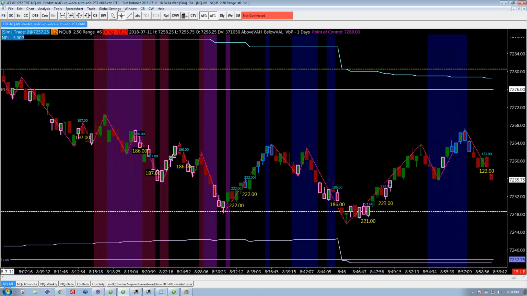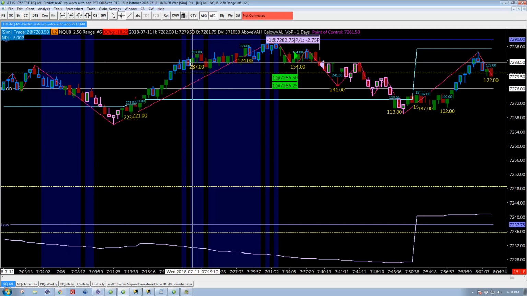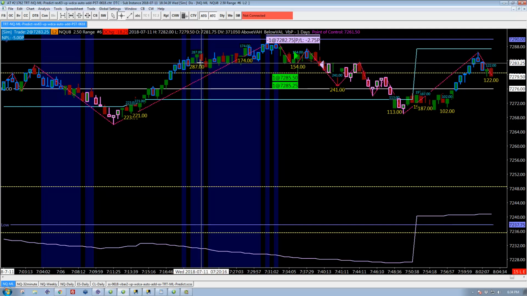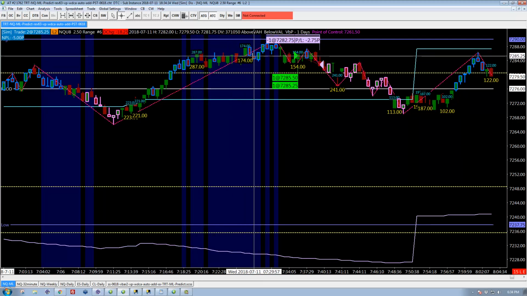Let's see, anything else interesting here? Here we're all inside the value area. Here we're outside of it, so this looks more interesting. So this is calling for a short here. That's a really aggressive short though, so we don't take that. 174, a really aggressive long, we don't take that.